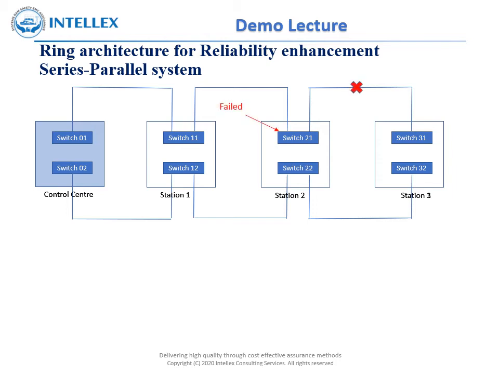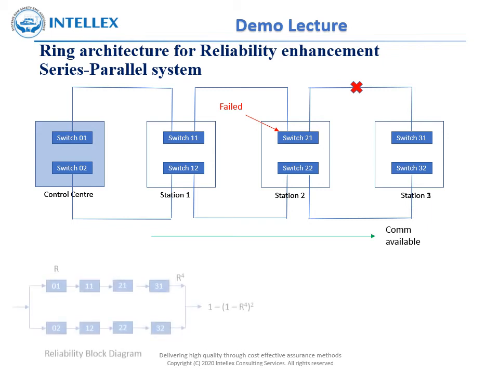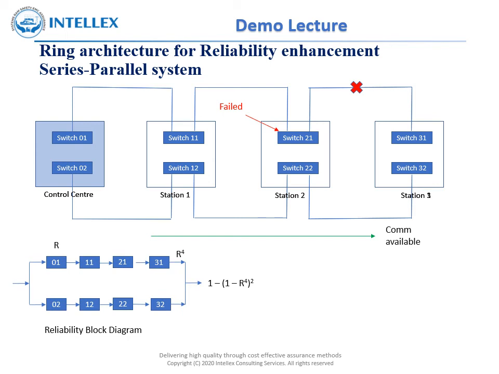Let us consider the failure that we discussed earlier, that is, failure of switch 2-1 at station 2. This failure causes one communication path to be unavailable. However, communication will be available through the lower path of the communication system as shown in the figure. The resulting reliability block diagram for this architecture is shown in the figure. This is an example of a series parallel combination where sets of blocks in series are placed in parallel.